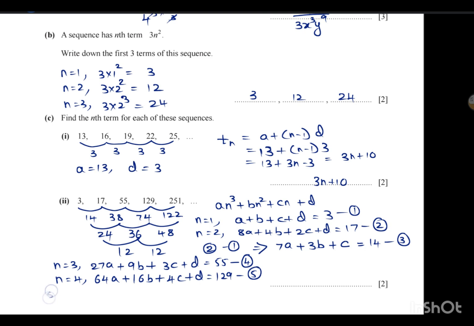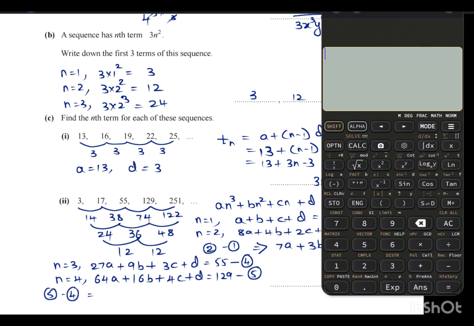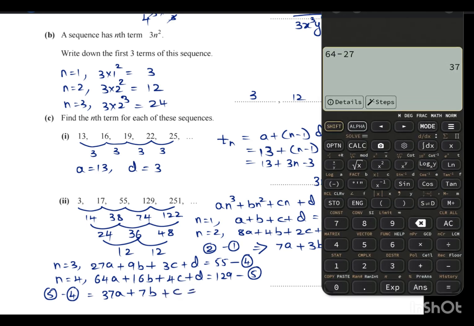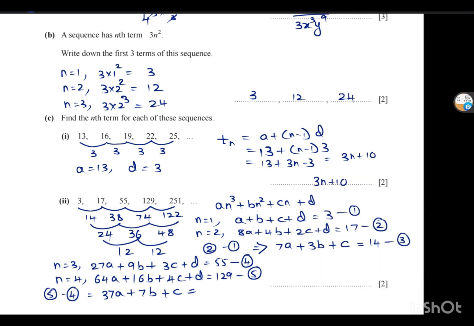So if I do 5 minus 4, I will get 64 minus 27, that is 37a, plus 7b, 16 minus 9 is 7, plus c, and d gets cancelled. 129 minus 55 will be 74. This is equation 6.